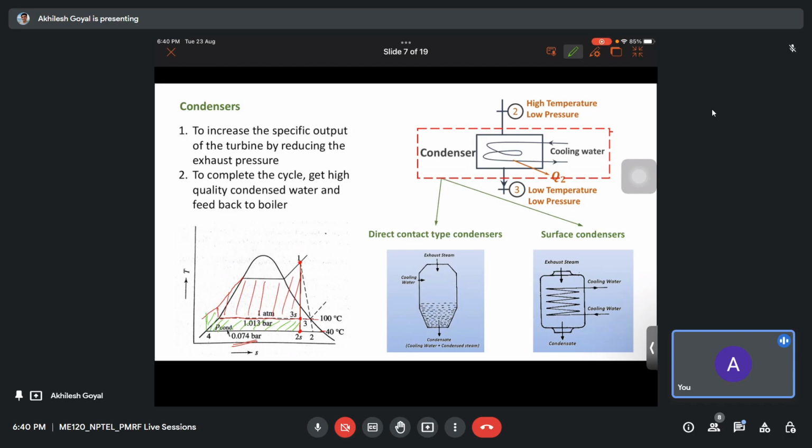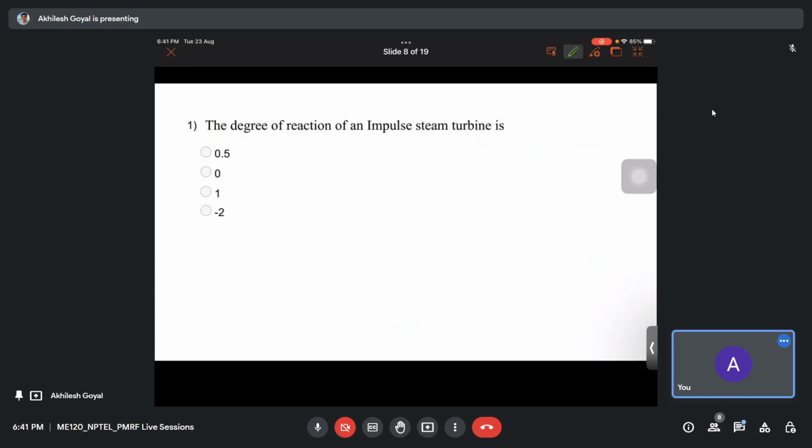So this is the basic summary of turbine, boiler, and condensers that you have already watched in the videos. Based on this summary and the videos you have already watched, we will try to solve some of the problems from the previous assignments. So the first question here is, the degree of reaction of an impulse steam turbine is.